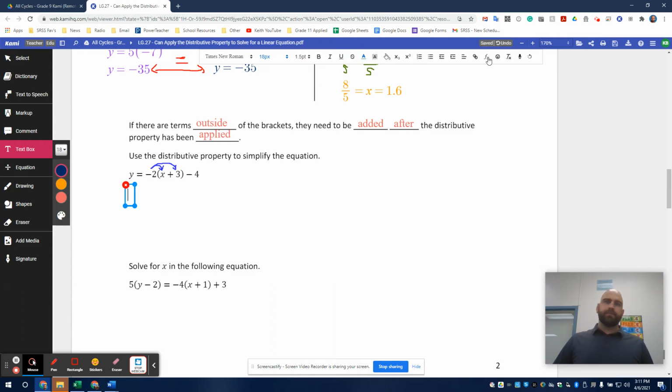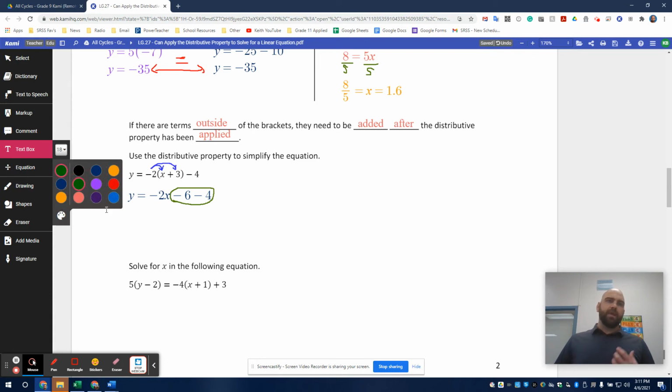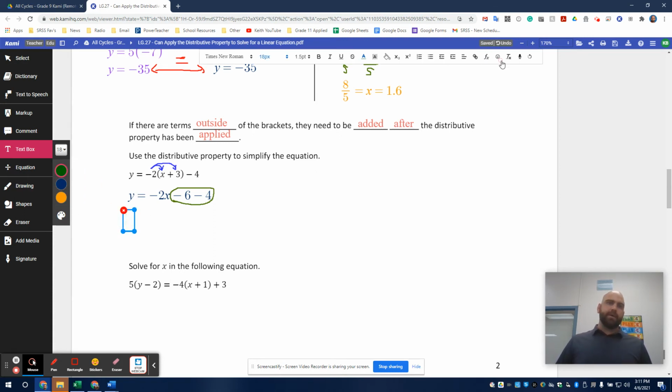So what that gives us is y is equal to negative 2 times x, which is negative 2x. Negative 2 times 3 is negative 6. That was what was inside our brackets, and now we just tack that negative 4 on behind. Once we have this, you'll notice that these are like terms. Because they're like terms, we can collect them and combine them together to create a more unified and simpler equation. Everything else will stay the same. And now we have negative 6 and negative 4, which is negative 10.